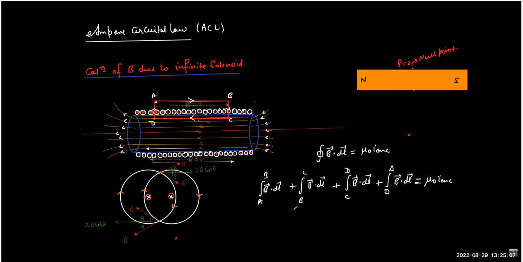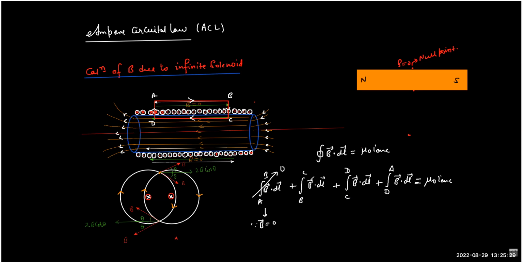Now we can evaluate each term one by one. So A to B is 0 because there is no B actually. From A to B, we don't have B, right? Since B itself is absent, this entire term will be 0.